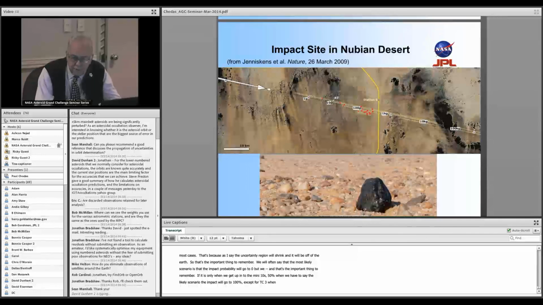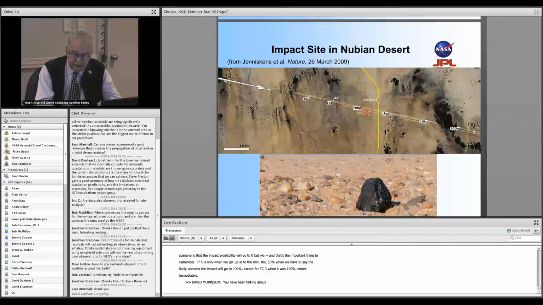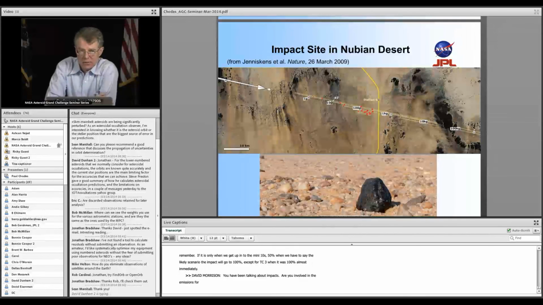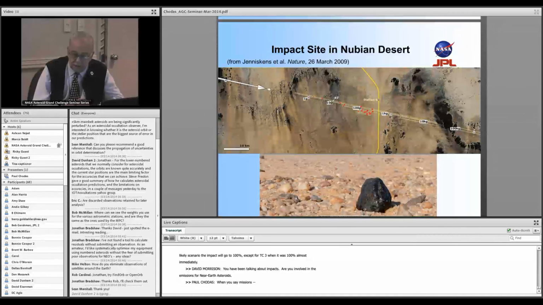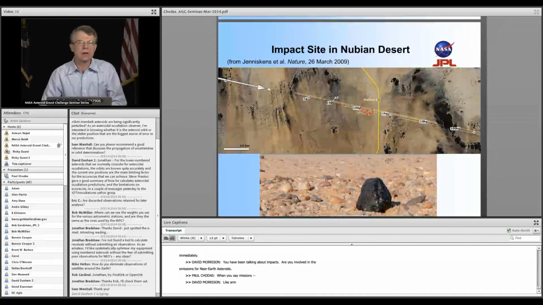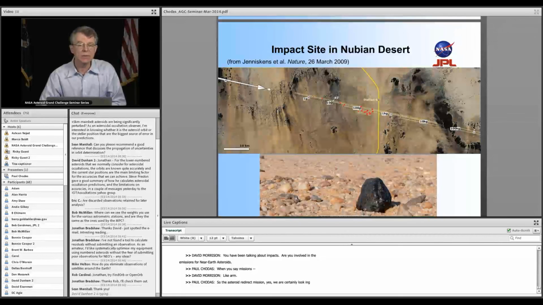You have been talking primarily about impacts. Are you involved in the search for potential targets for missions to near-Earth asteroids? When you say missions, like ARM? Yes. So the asteroid redirect mission, if you're asking about that one, yes, we're certainly looking for asteroids which might be candidates for the ARM mission.